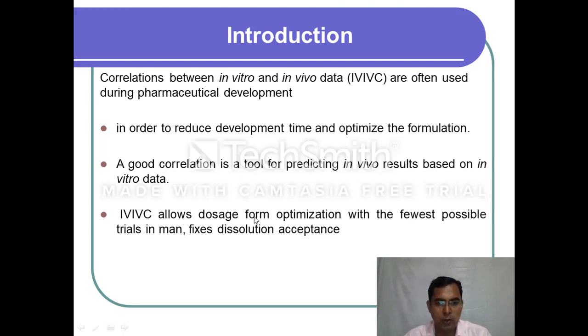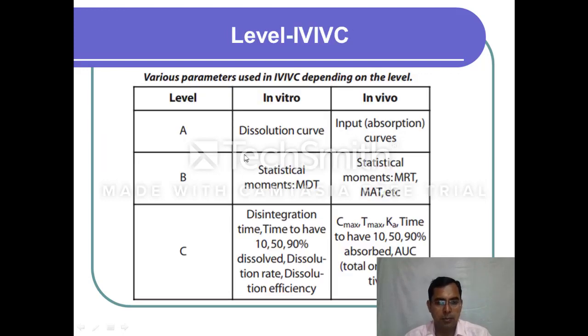IVIVC allows dosage form optimization with the fewest possible trials in man and fixes dissolution acceptance. So that's why we go for the IVIVC. The IVIVC can be of three levels in which in vitro and in vivo data is matched. On the basis of these points, we can reduce the number of experiments. So simply, there are three levels: A, B and C.